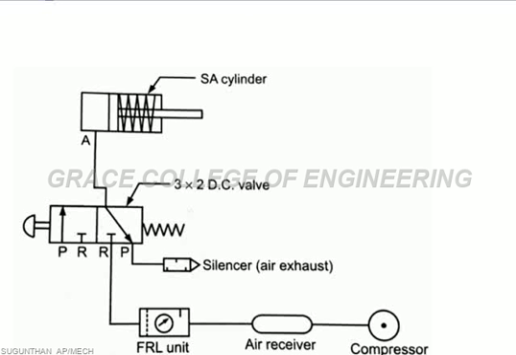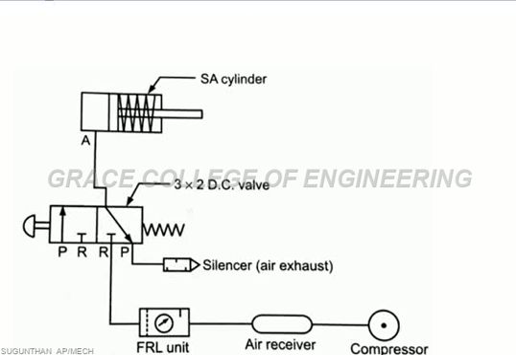Then compressed air goes to the 3x2 direction control valve. 3x2 direction control valve means it has 3 ways and 2 positions. Each position has 3 ways. Then the exit of the 3x2 DC valve is connected to the single acting pneumatic cylinder.